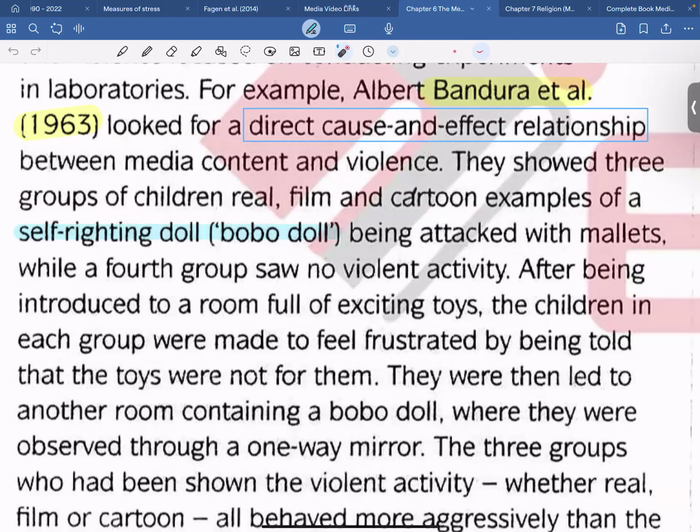They showed three groups of children real film and cartoon examples of a self-hitting doll, that is a Bobo doll. I'm sure when young you must have played with a Bobo doll. If not you, your siblings or your cousins might have had a Bobo doll as a toy.